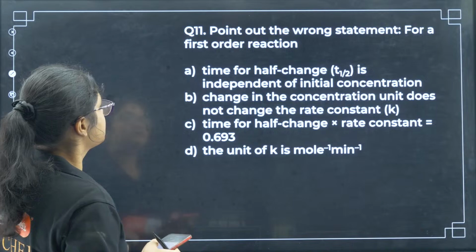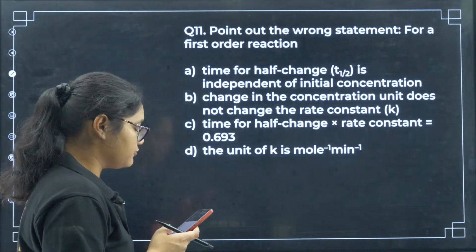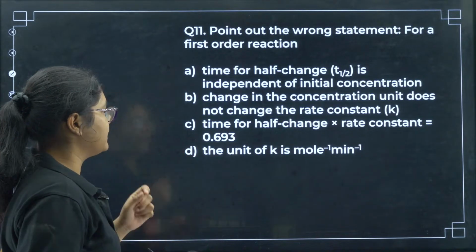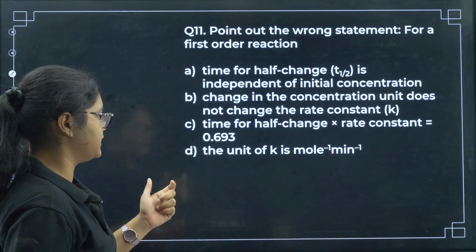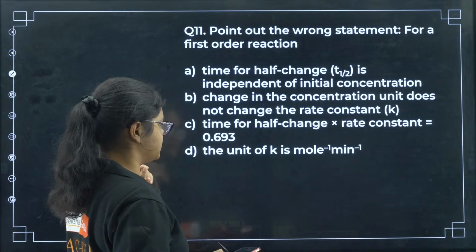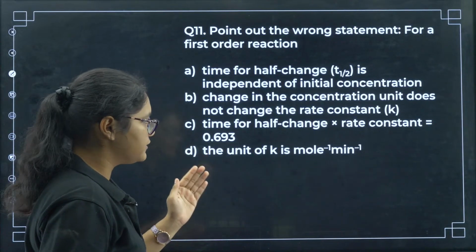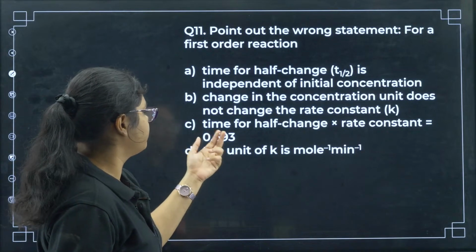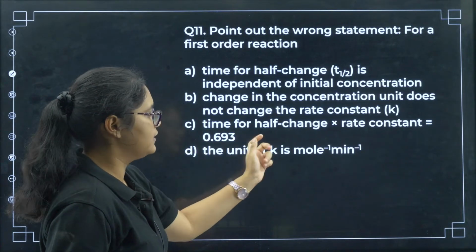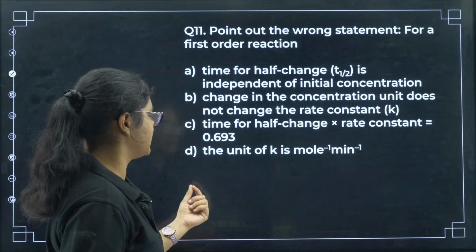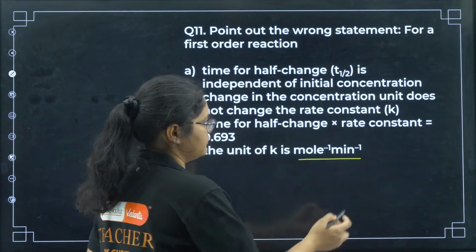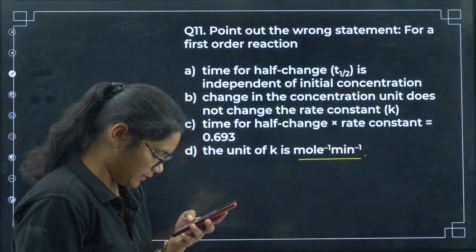Next, point out the wrong statement for a first order reaction. You have to tell the wrong statement. Time for half change, that is T half, is independent of the initial concentration. Change in the concentration unit does not change the rate constant. Time for half change into rate constant is equal to 0.693. The unit of K is mole inverse minute inverse, which is the wrong statement here.